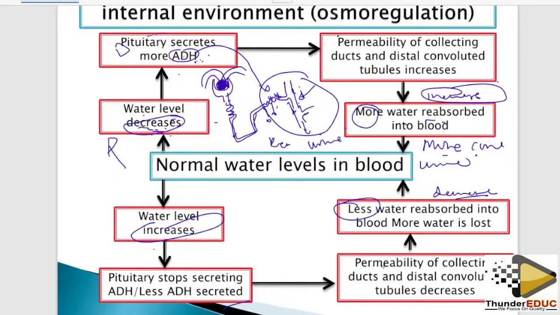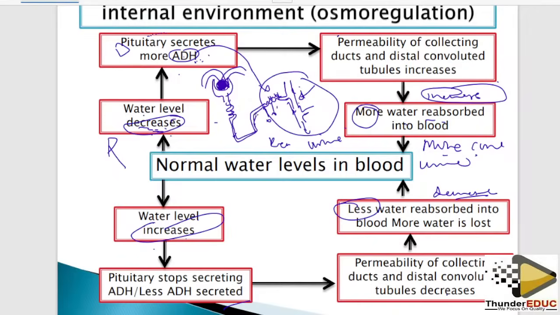Yes, the permeability of the collecting duct and the distal convoluted tubule will decrease. Meaning that less water is going to be reabsorbed, meaning that more of it is going to be lost as urine. This is the time when you urinate urine which is colorless, not yellowish. Colorless means that you have a lot of water in the blood. And this is the time when you might not feel thirsty, because you have a lot of water in the blood.